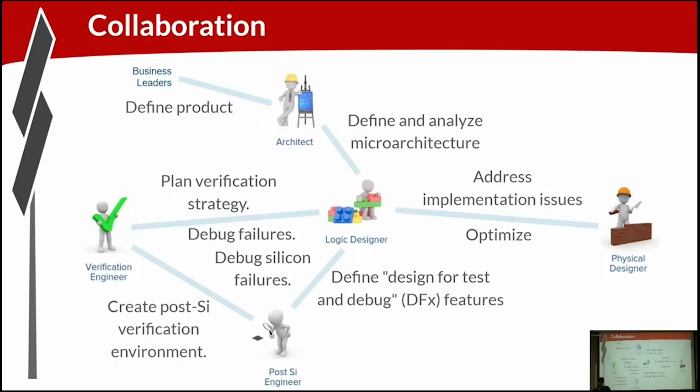The logic designer is working with the architect to define the design that's being implemented. The architect is providing the PowerPoint level, and the RTL engineer is implementing that in code. The logic designer is also working very closely with the verification engineers to verify the functionality, defining the verification strategy and debugging failures when they pop up. And they work very closely with the physical designer. When there are physical difficulties with the design that require rework at the register transfer level, that feeds back to the logic designer.